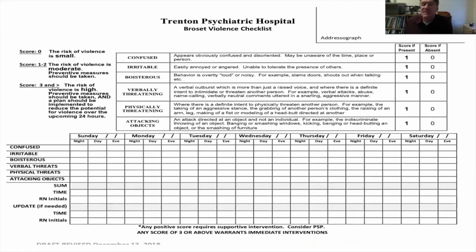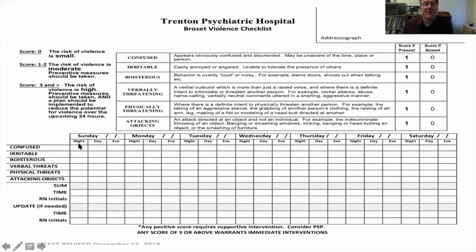So here is the form that Trenton Psychiatric Hospital is going to be using. And here you see up here behind my noggin an addressograph. And so each patient will have this form 1 per week, right? Sunday, Monday, Tuesday, Wednesday, Thursday. And on the form, you see up here a definition of the 6 items. And here is a description of the risk based on the score. And so the way it works is the night shift here will be rating whether the person is confused. If not, 0. Whether they're irritable. If not, 0.